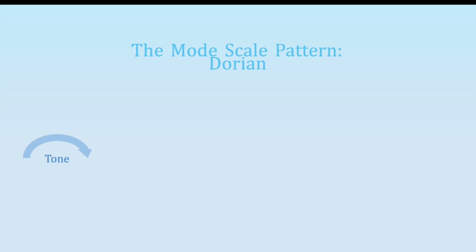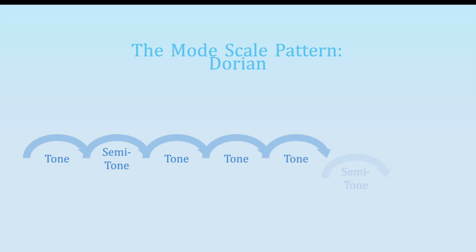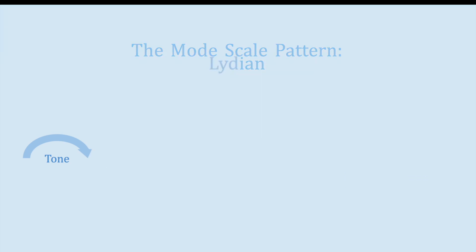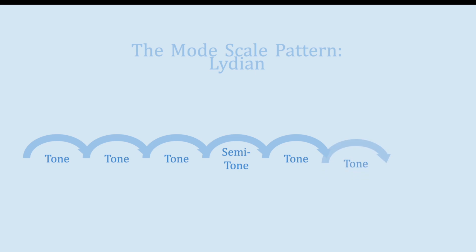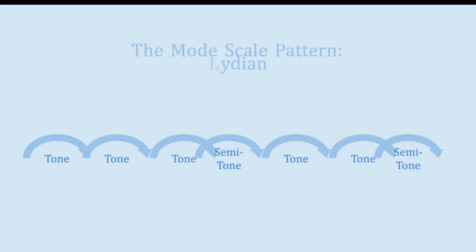Moving on to the methods of creating them. To create these modes, they require a pattern. There are 2 ways to create a mode. Method 1. Dorian is tone, semitone, tone, tone, tone, semitone, tone. Lydian, tone, tone, tone, semitone, tone, tone, semitone.